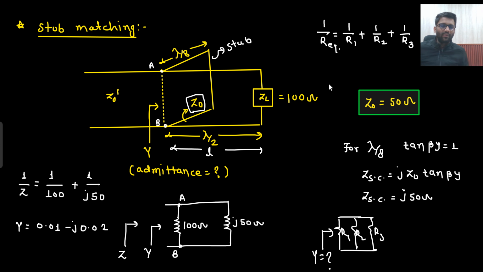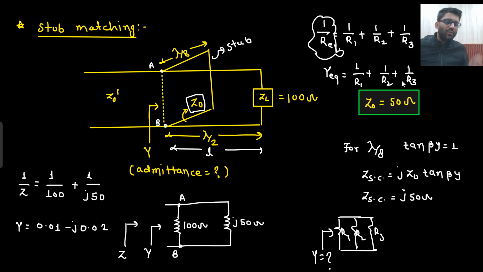You write down the formula, then 1 by R equivalent will be equal to your Y equivalent. So that answer will be 1 by R1 plus 1 by R2 plus 1 by R3. Usually what people do is first find Z equivalent, then take the reciprocal. But no, go with the basics. That's why I picked this question, so that I can tell you this concept of network analysis as well.